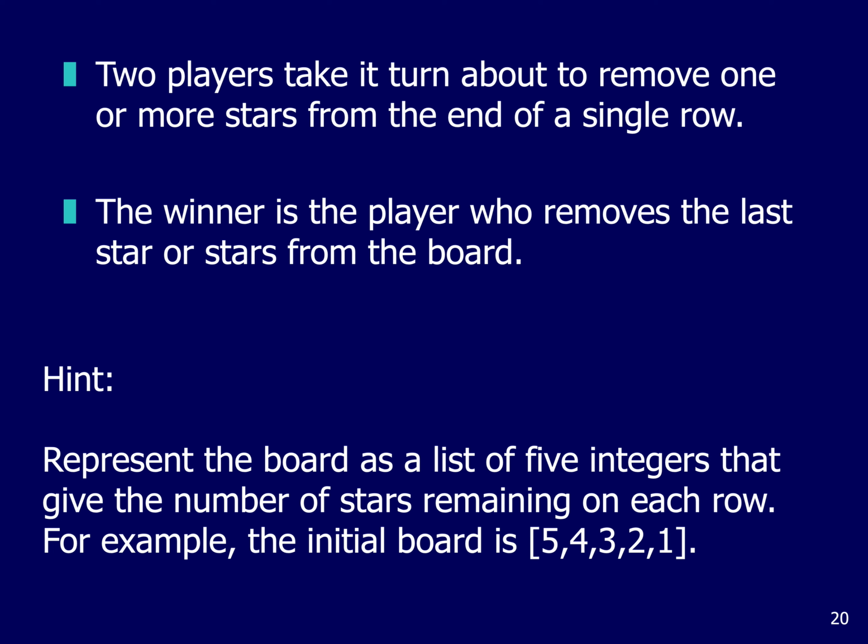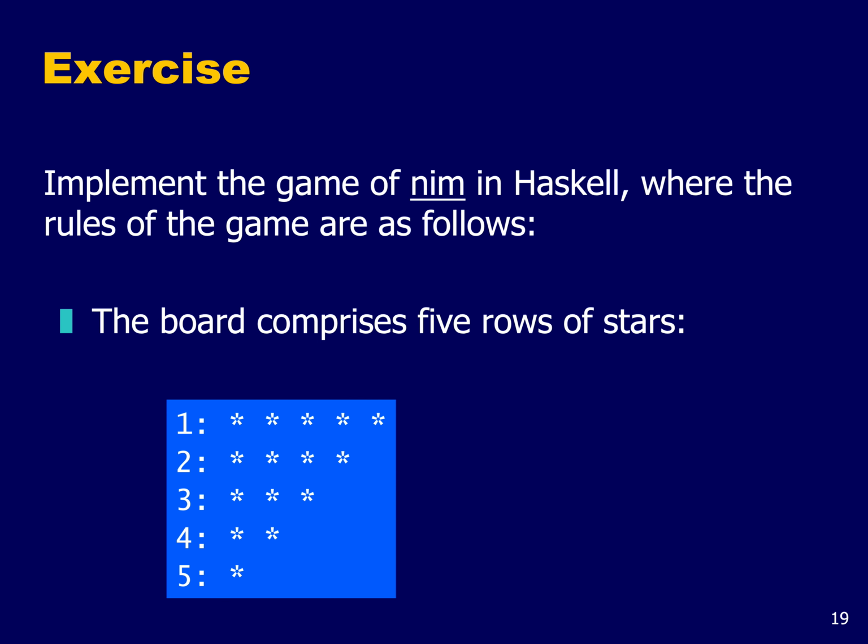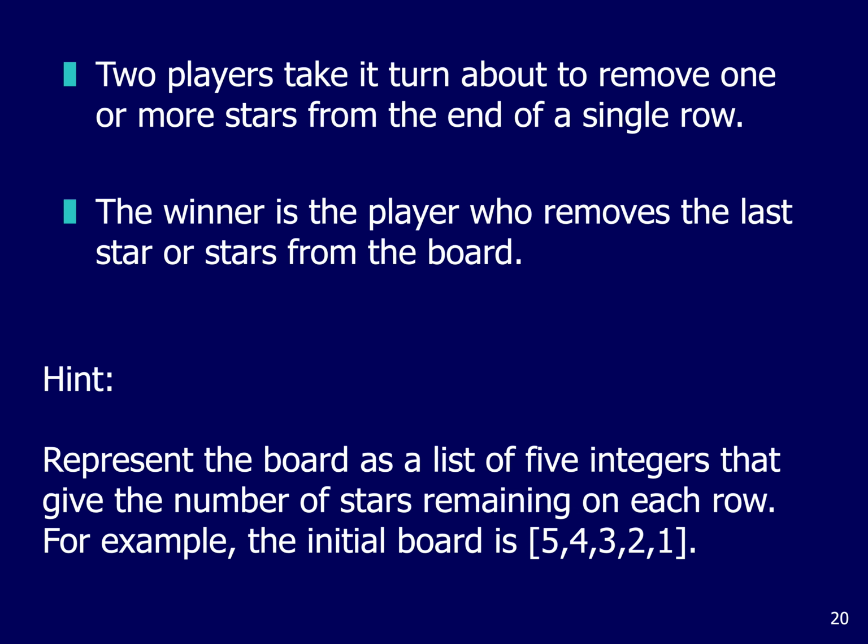And then it's a 2-player game. There's 2 players who take it in turn to remove 1 or more stars from the end of a single row. So for example, if I was the first player, I might take 3 stars off the end of the first row, and then the second player might decide to take all the stars, so all 4 stars from the second row, and so on and so on. So you can take as many stars as you like from the end of a single row. And then the game ends when one player removes the last star or stars from the board. So if you're the player who makes the board empty by removing the final star or stars, then you are the winner.